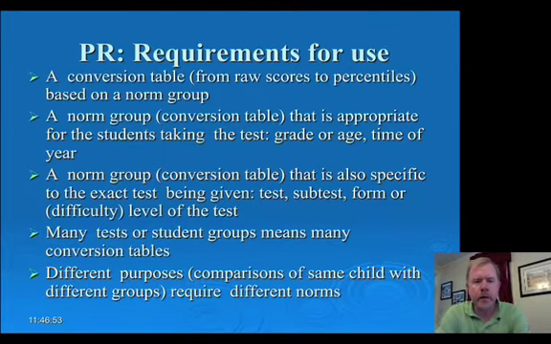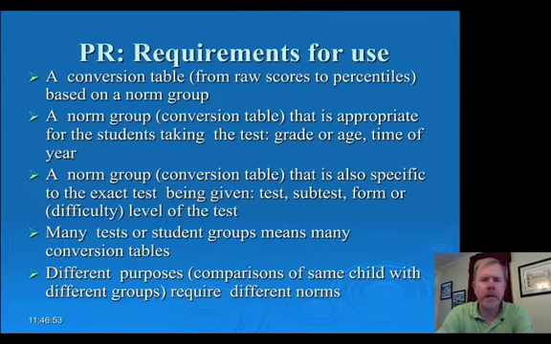We have to have a norm group and a conversion table that's appropriate for the students taking the test. So we may see the same test with multiple different kinds of comparison groups. For example, there might be a local comparison group where you have one percentile ranking versus the national comparison group. Now, sometimes Maine will get this, so schools will get a percentile ranking of how well they did against all other schools in Maine, and then how well they did against all other schools in the country. And those might be two different percentile ranks.